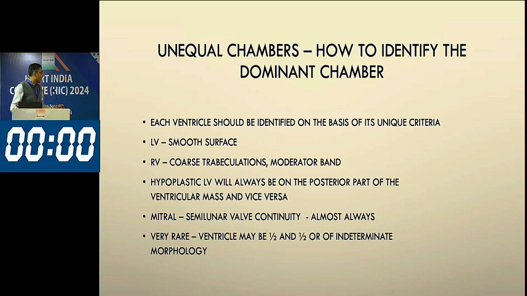Whenever one chamber is hypoplastic, we have to name or identify the chamber based on its unique criteria, just as I told earlier. The left ventricle remains smooth-walled and the right ventricle remains coarse. The hypoplastic ventricle, if you look at the short axis, will always be in the posterior part of the ventricular mass, and vice versa. Mitral valve and semilunar valve continuity is almost always present if there is a left ventricle. Very rarely there may be a half-and-half ventricle where half will be LV and half will be RV, or a ventricle of indeterminate morphology.